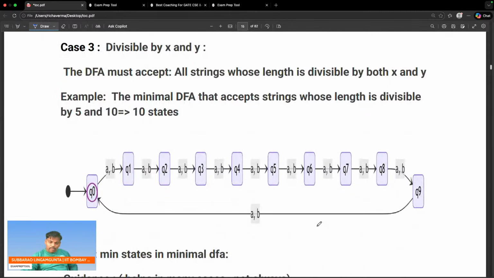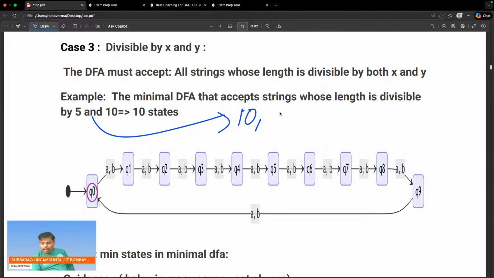Can you see this one? Divisible by x and y both. Divisible by 5 and divisible by 10. Can you observe the series here? Divisible by 5 also, 10 also. I think 10 will divide by 10. So I think the minimal string is 10. If you take 5, 5 is not divisible by 10. So the minimum is length 10.